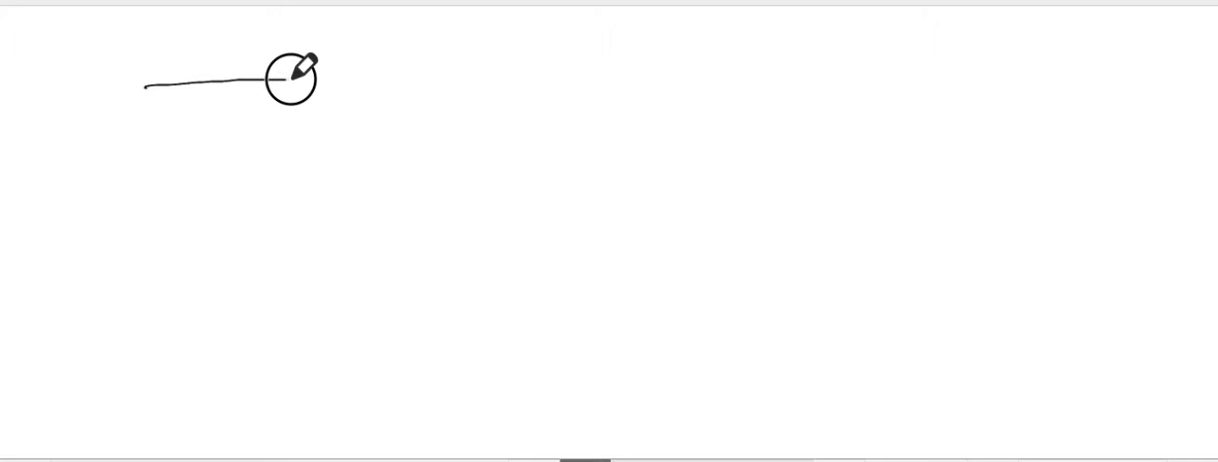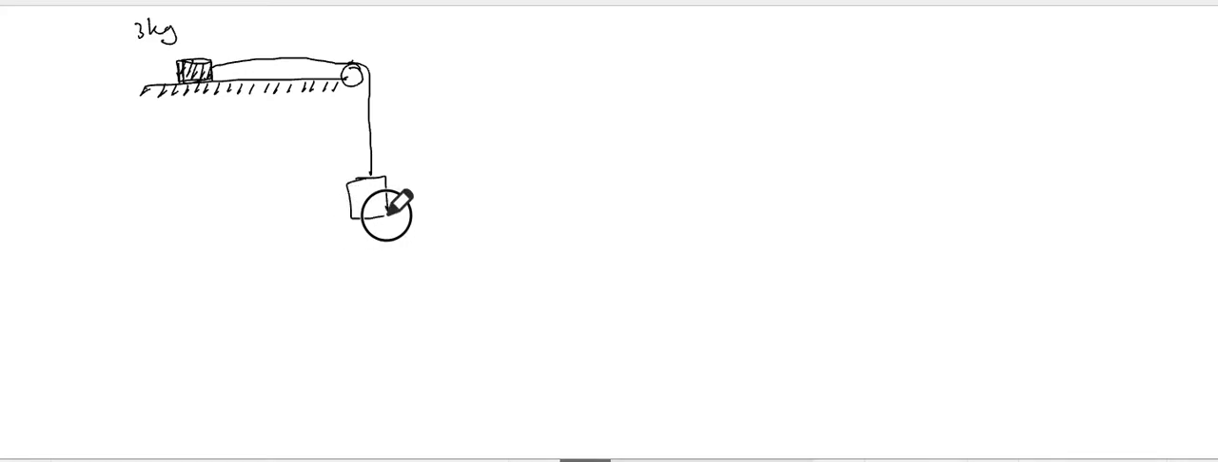Okay, let's say you have a pulley at the end of a plane, and then you have two blocks of weight. One is around 3 kg, and it's been connected by a cable, or thread or string, to another mass of 2 kg hanging on the other side.